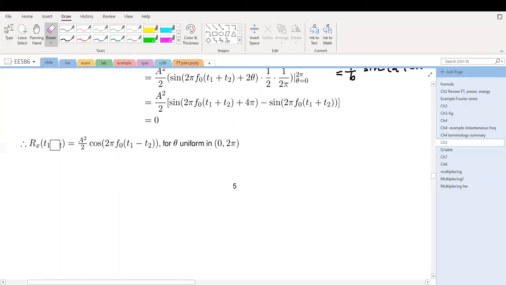The result of the autocorrelation is summarized here. It is a function of t1 minus t2, that is, the difference of t1 and t2.